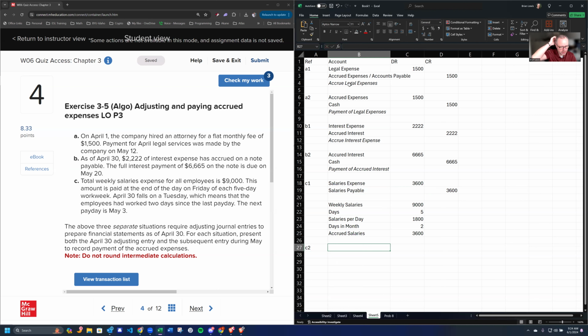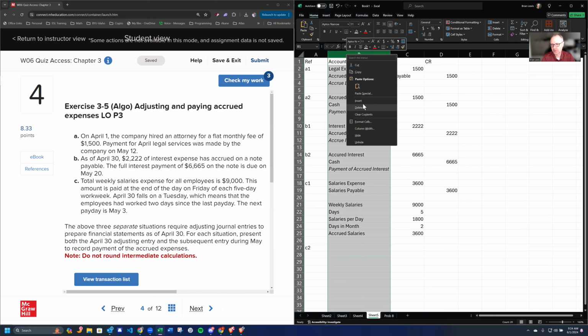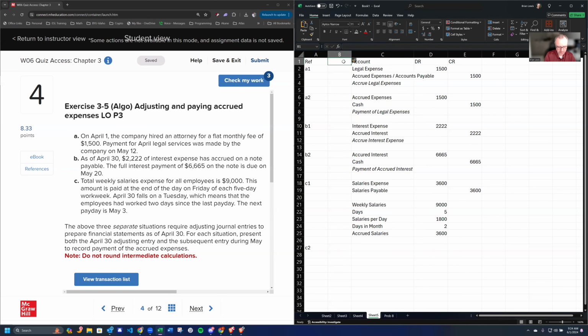And then C2 is going to be to pay everything on May 3rd, and I probably should have some dates on here. Insert date. This first one was 4/1, and that was 5/12. Interest expenses for 30.